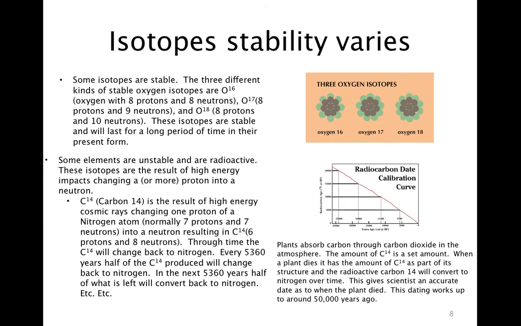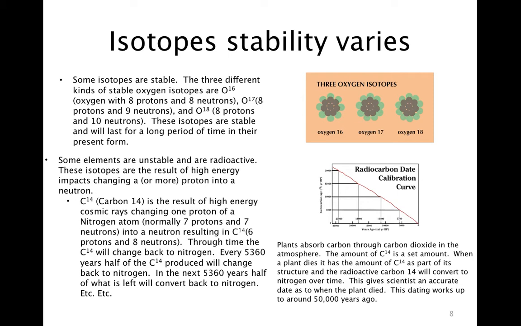So some elements are unstable as isotopes. Take carbon-14. Carbon's normally carbon-12, 6 protons, 6 neutrons. But you have carbon-14. And what's interesting is nitrogen generally has a mass number of 14, 7 protons, 7 neutrons, and carbon-14 is 6 protons, 8 neutrons.